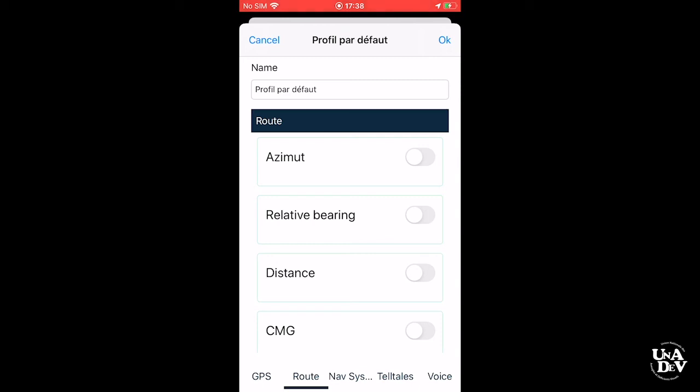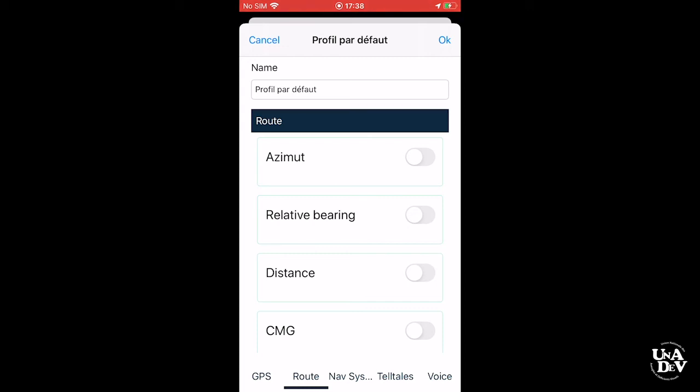CMG means course made good. It's a unit of speed expressed in knots or kilometers per hour depending on the unit selected in the settings. In simple terms, the CMG gives your efficient speed towards the waypoint you're heading for. The higher your CMG is, the better your balance between course and speed.